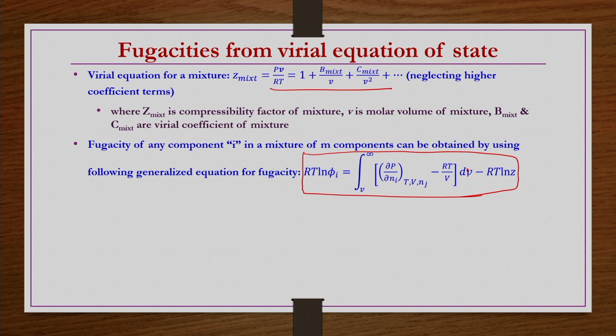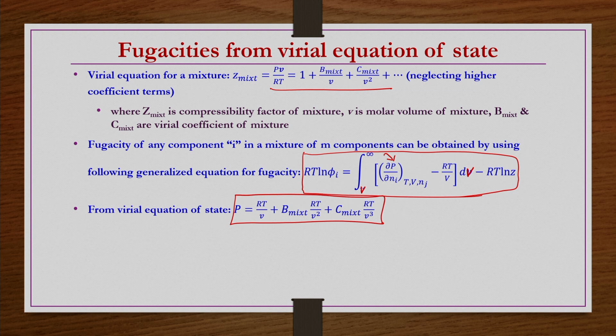So, now what we try to do here, in place of dou P by dou Ni, according to the Virial equation of state, is find out what this dou P by dou Ni is, and then substitute it here. So, for a Virial equation of state, if you write only up to the third virial coefficient in pressure explicit form, then we can write P equals RT by V plus B mixture RT by V square plus C mixture RT by V cube.